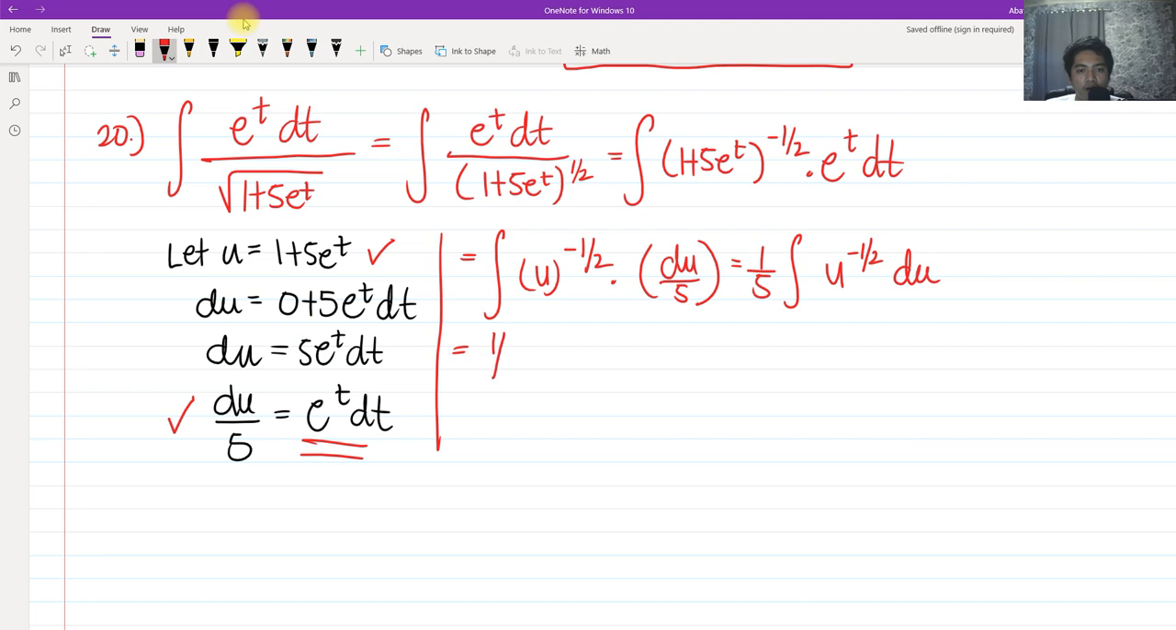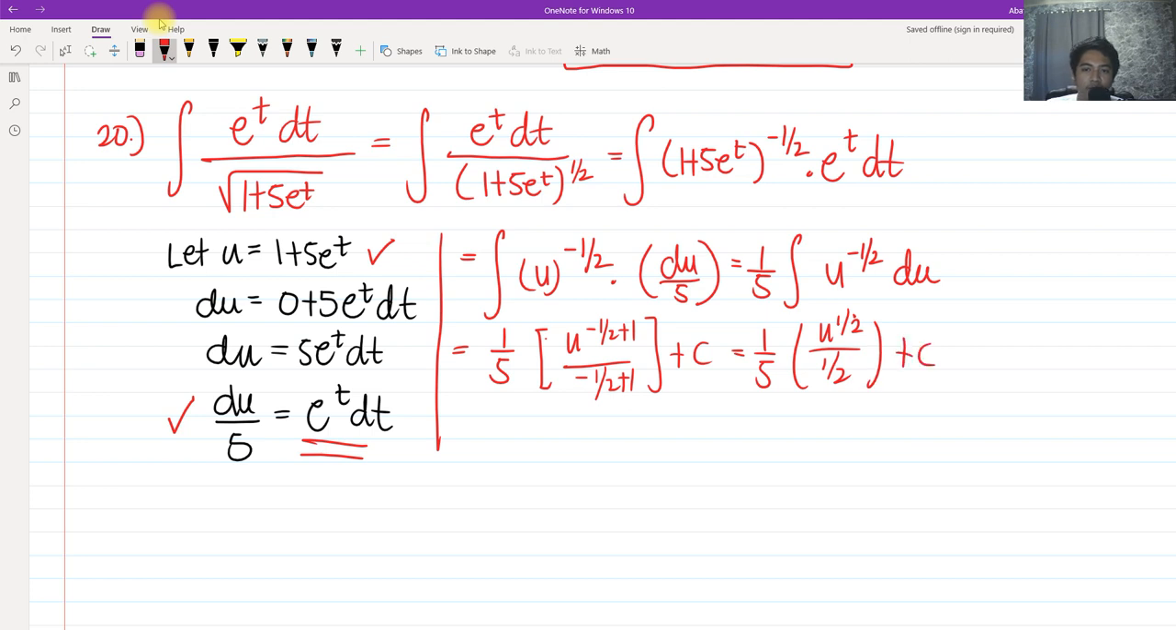This is by power rule. So we have 1/5. Then we have u raised to negative 1 half plus 1, plus c. So negative 1 half plus 1 would be 1 half. So that would be u raised to 1 half all over 1 half, plus c. So get the reciprocal of this and multiply it. Proceed to multiplication. We have 1/5 multiplied by 2, 2 all over 1, which is 2 also. And then we have u raised to 1 half plus c. So we have 2 all over 5.